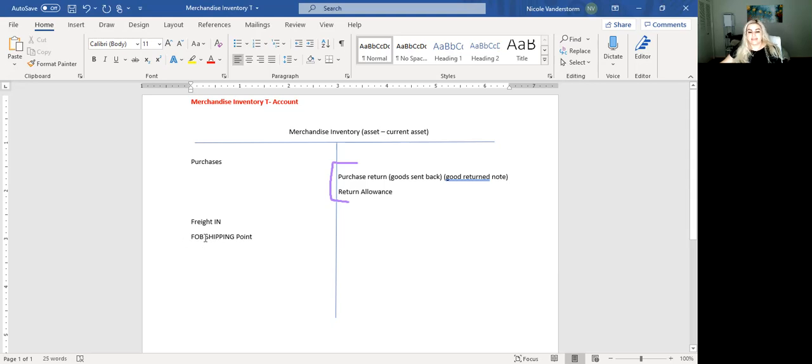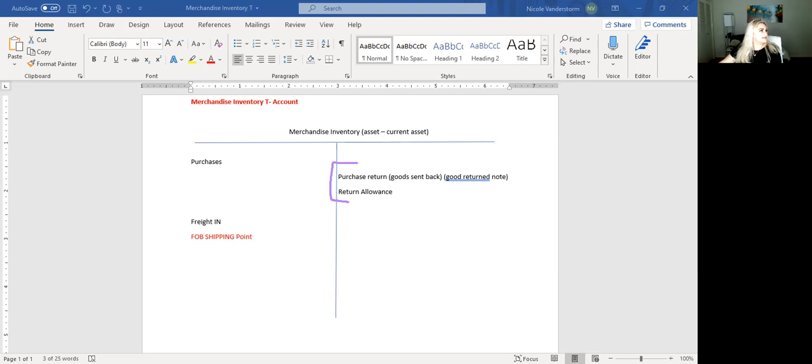So that means that when the item is shipped, when it leaves the dock of the supplier, it becomes the customer's responsibility. And that means the customer has to pay for the shipping, and also the risk passes to the customer the moment it leaves the supplier's dock. So it's only going to be FOB shipping point that would be considered to be a freight in cost.